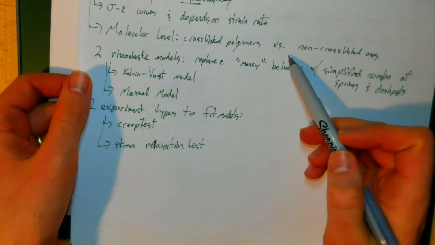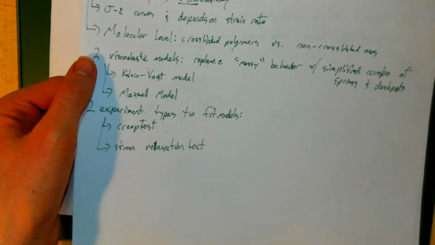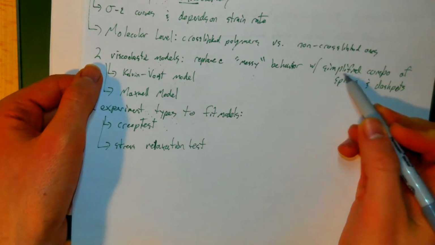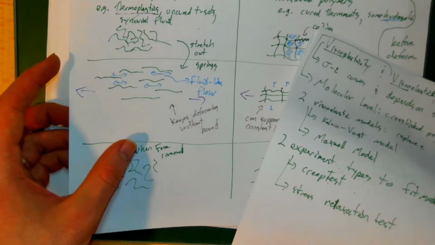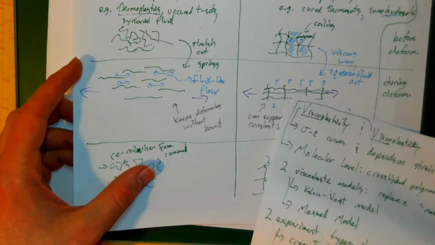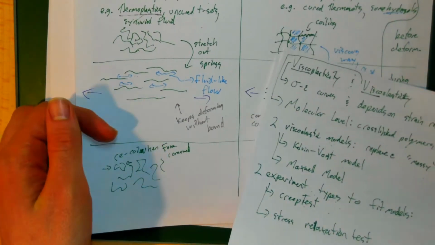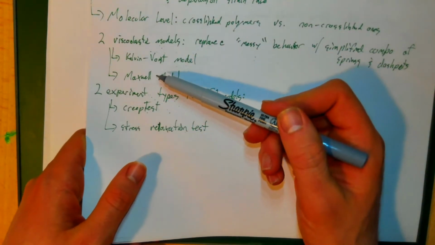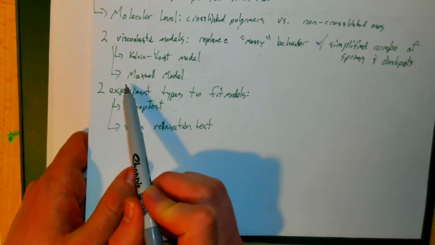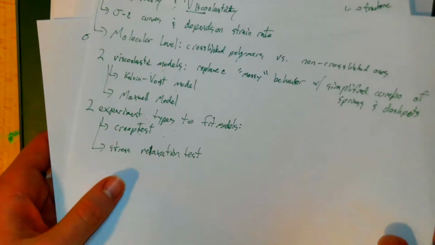So now that we've talked about what happens at the molecular level, let's start talking about two viscoelastic models, which can enable us to replace quote unquote messy behavior with a simplified combination of springs and dashpots. So instead of looking at this complicated interaction between fluid and solid and polymer chains, can I just replace this with a chunk of solid and a chunk of fluid that each behave like the ideal versions of themselves? It turns out there are basically two ways that you can combine solid-like and fluid-like behavior together, one of them Kelvin-Voigt and one of them Maxwell. And spoiler alert, one of them works better for one of these situations and the other one works better for the other.